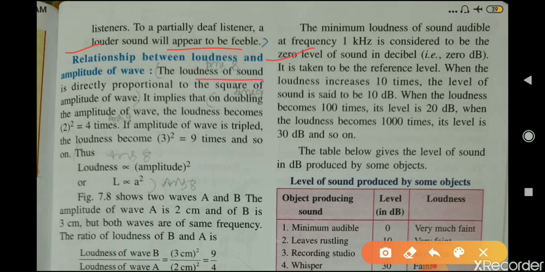Now, the relationship between loudness and amplitude of wave. The loudness of sound is directly proportional to the square of the amplitude. It means that on doubling the amplitude of the wave, the loudness becomes 4 times. That is, L is directly proportional to the square of amplitude. So, if the amplitude is doubled, the loudness becomes 4 times. Okay.